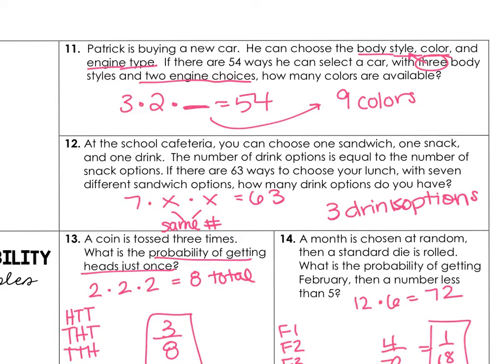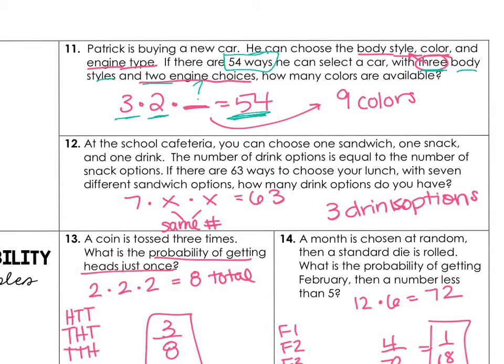Numbers 11 and 12. So Patrick is buying a new car. He can choose the body style, color, and engine type. If there are 54 ways he can select a car with 3 body styles and 2 engine choices, how many colors are available? So this is like a working backwards question. You know how many ways there are, which is 54, and you know that he has 3 body styles and 2 engine choices. You're looking for this number. So 3 times 2 times what is 54, which is 9. So 9 colors.